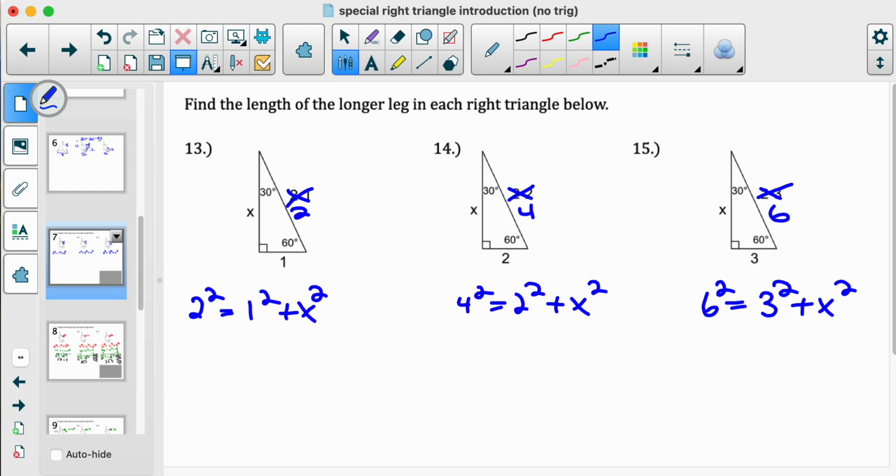It's a little bit different on 13, 14, 15 for the fact that we're not finding the hypotenuse here. Make sure that you don't have x squared by itself on your setup. We're finding the leg. The hypotenuse is given.